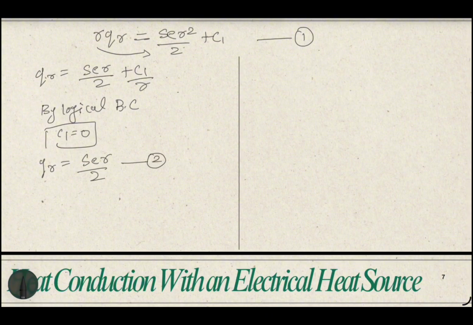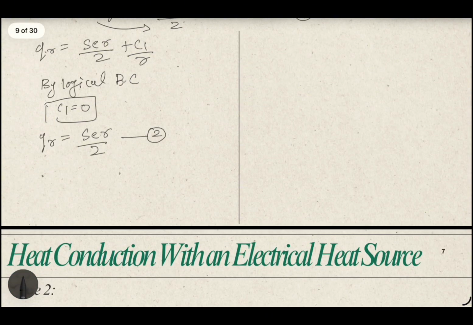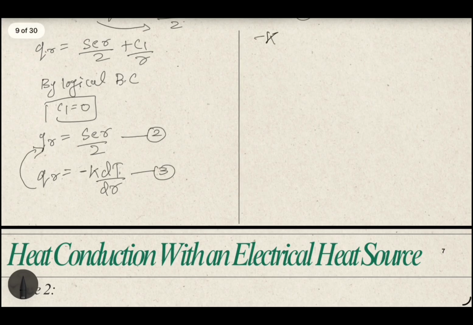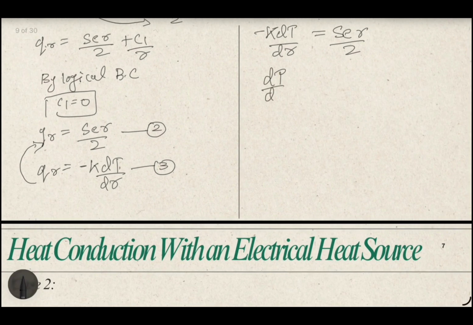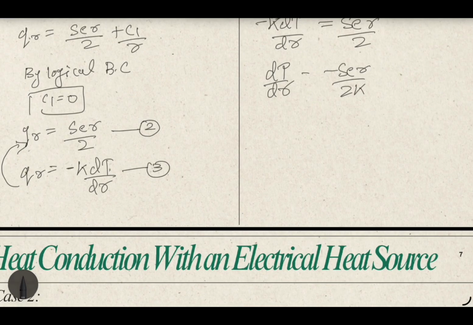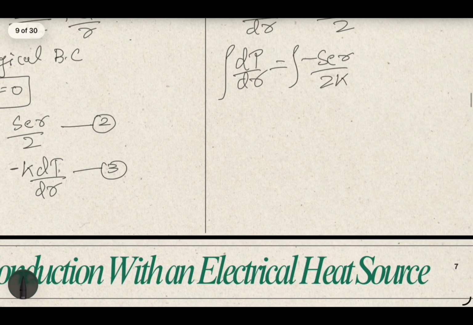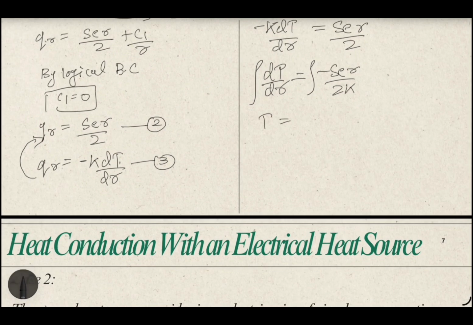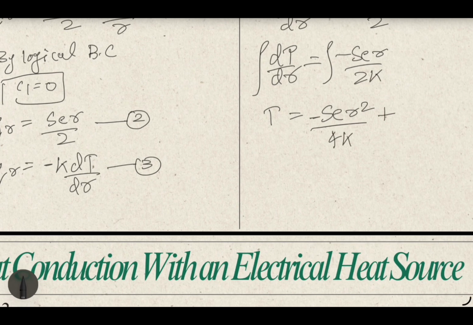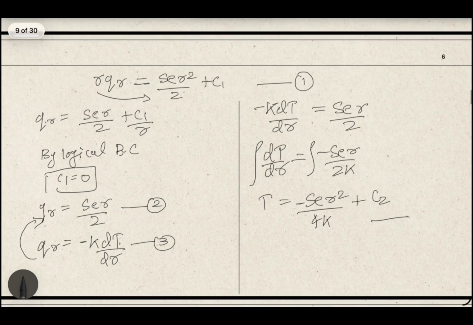Now we can apply Fourier's law that we studied in heat transfer. What Fourier's law is that Q_r equals minus k dT by dr, the gradient of temperature that varies with r. So this is equation 3. We will substitute it here. So minus k dT by dr is equal to S_E r by 2. So dT by dr is equal to minus S_E r by 2k. Okay, so we will again integrate it indefinitely. So this will give T equals minus S_E r squared by 4k plus C2. So this is our equation 4.